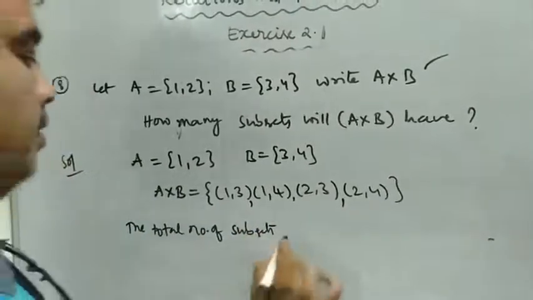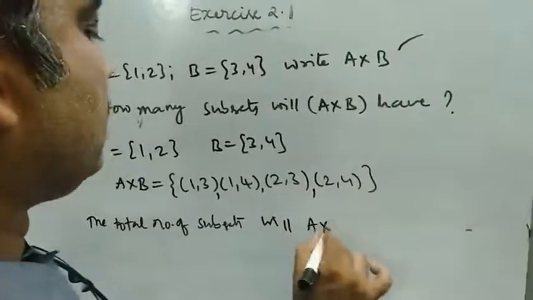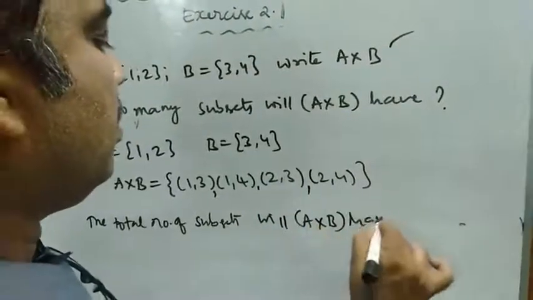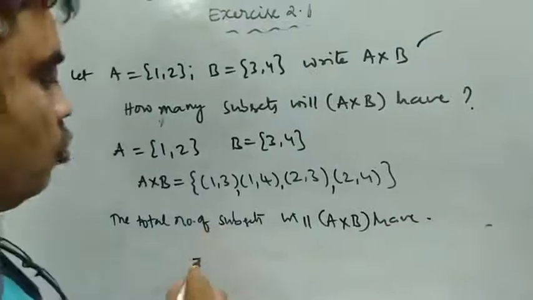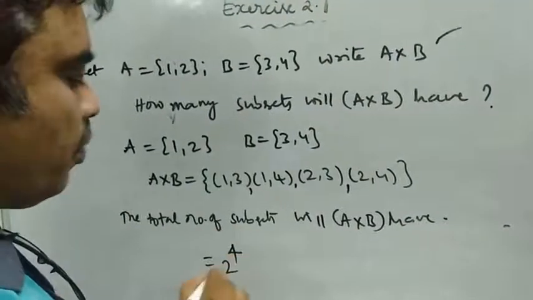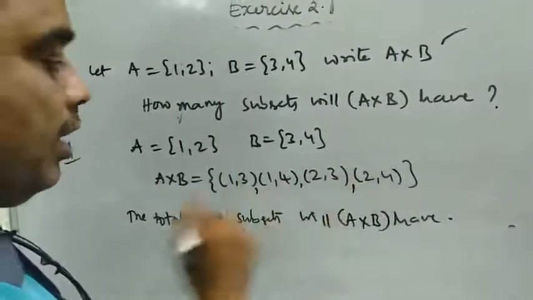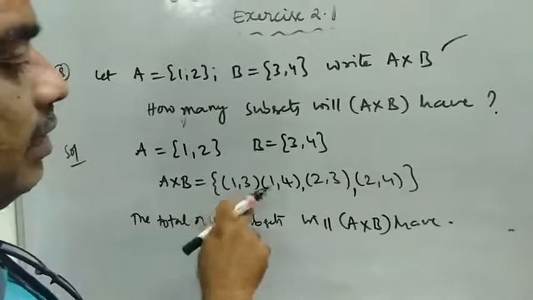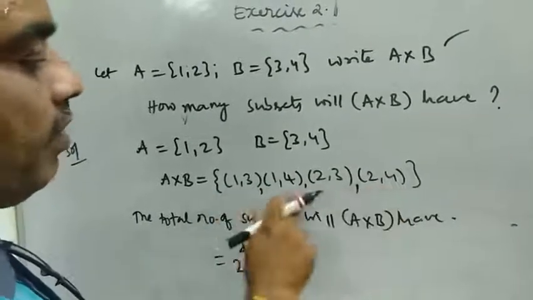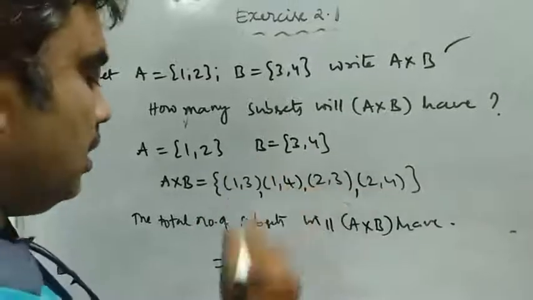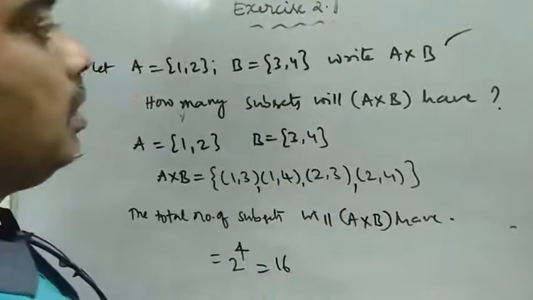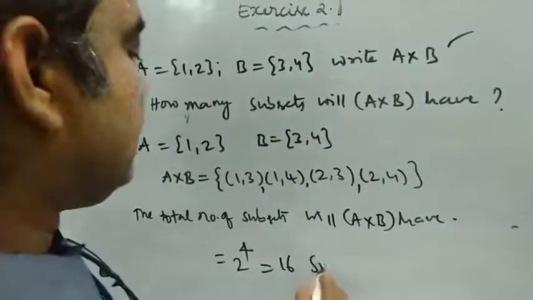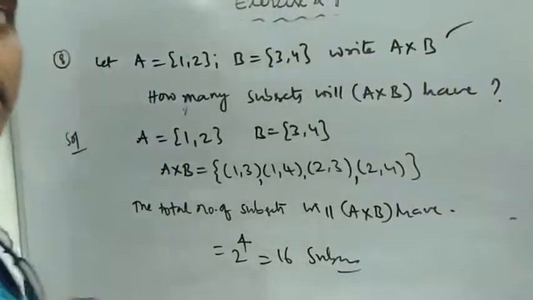will A cross B have. How many subsets? We know it is 2 power n, where n is the number of elements, so 2 power 4, because there are 4 elements. {(1,3)} is one subset, then {(1,4)}, {(2,3)}, {(2,4)}, {(1,3),(1,4)}, {(1,3),(2,3)}, {(1,3),(2,4)}, and so on. So there are 2 power 4, that is 16 subsets of A cross B. That is the required solution.